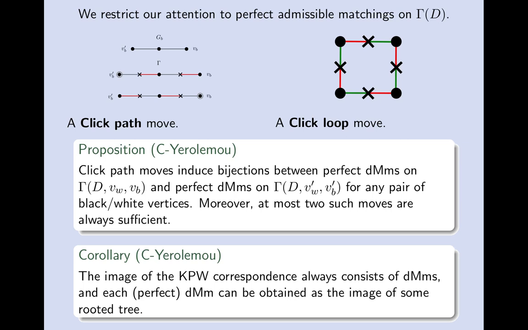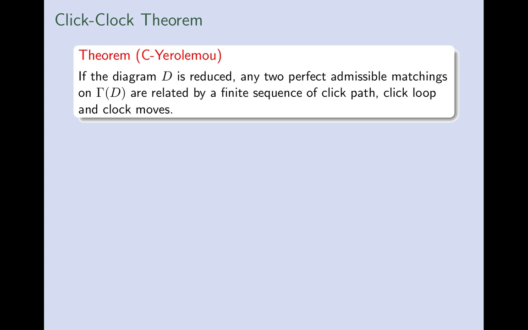Okay, now we're ready to state the proper generalized version of the second part of Kauffman's clock theorem, which is called the Click-Clock theorem, again for clear reasons. And this goes as follows. So if we start from a knot projection which is reduced, and again, if you don't know what a knot diagram projection being reduced means, this is just a technical assumption, it's not really needed.